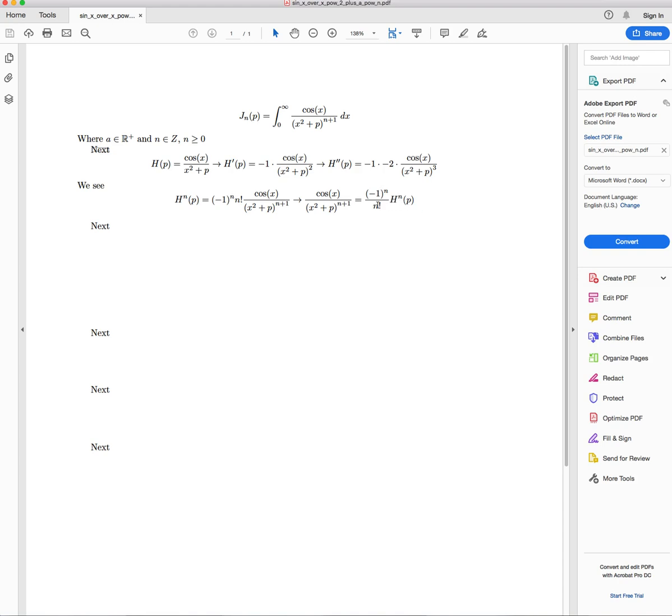If you wanted to prove that, I would just recommend using a really basic proof by induction, mathematical induction, and that should be able to resolve it.